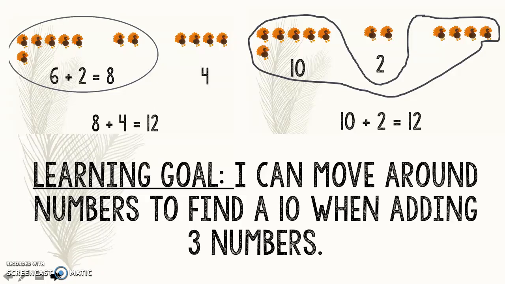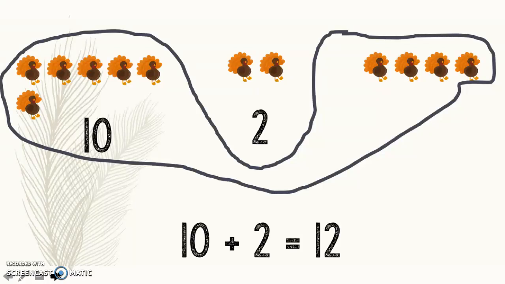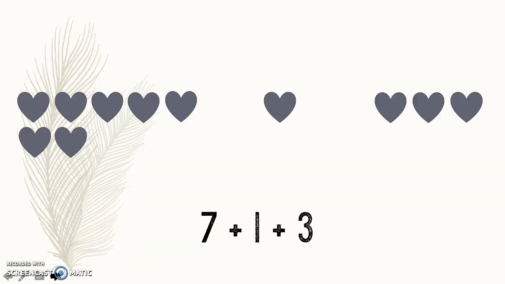Our learning goal today says I can move around numbers to find a 10 when adding 3 numbers. Sometimes the numbers are really helpful and they're right next to each other when I want to smush them together to make my 10. But when I'm looking at this group of turkeys, they're not right next to each other. I had to make this weird scribble, scrabble, blobby blob in order to get them to be together, and that's kind of tricky. So today what we're going to do is talk about how we can move things without having to make big weird drawings, all right?